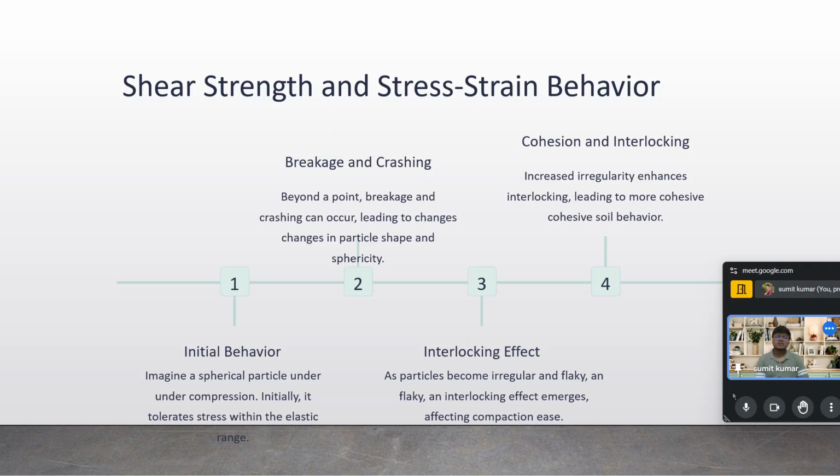After that, what takes place? Interlocking effect. The particle becomes irregular and flaky. First of all, our particle is spherical, but when it breaks, the particle becomes irregular in shape, maybe flaky in shape, and with flaky particles the interlocking effect emerges, affecting the compaction. Now the interlocking takes place. As we see, consider small spherical balls made up of glass, maybe. When you fill them in a specific container, you see there is too much space left out.